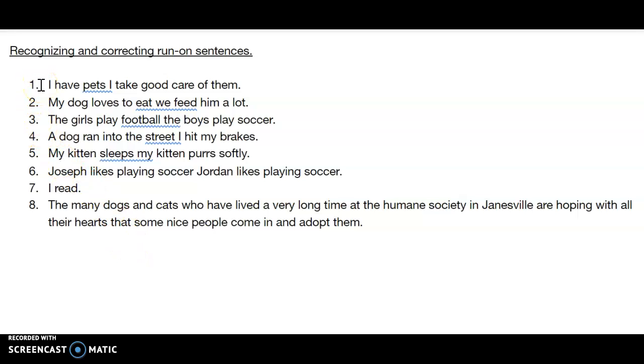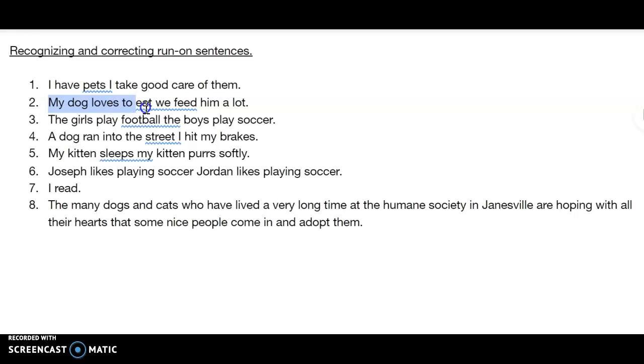I have pets. I take good care of them. So I have pets is one sentence. I take good care of them is the other. We can join them with a semicolon. We can join them by making two sentences. I have pets, period. I take good care of them, period. We could do coordinating conjunction and a comma. So I have pets, comma, and I take good care of them, right? So we have lots of options.